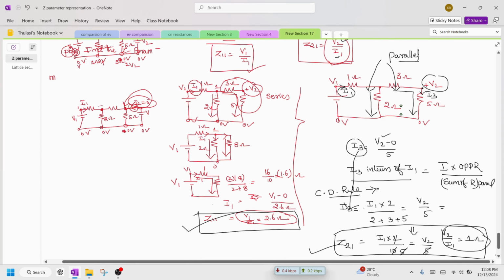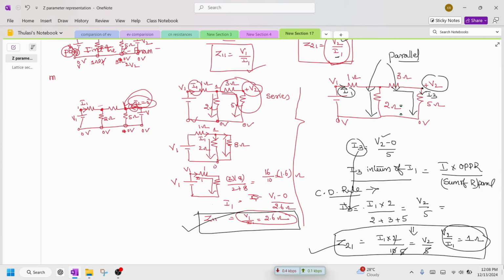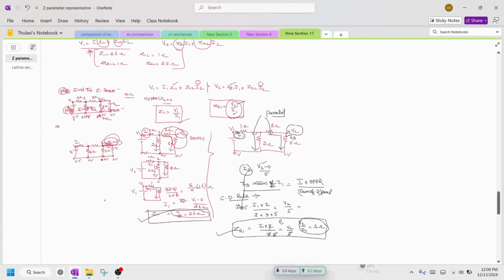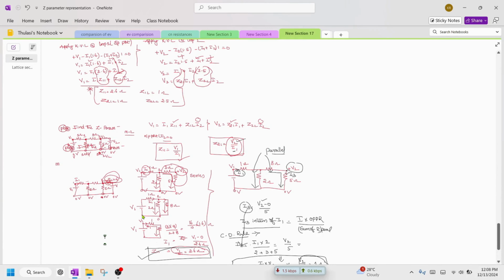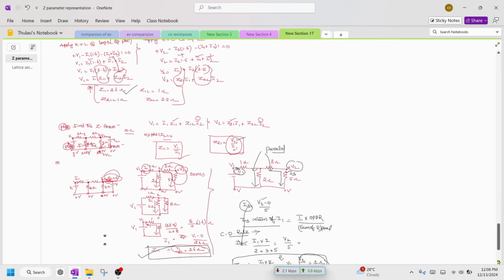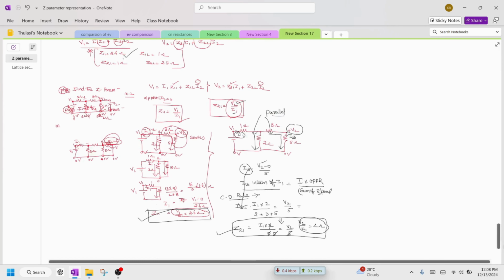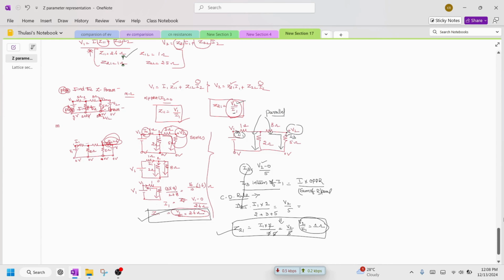Let's try to verify with the previous values obtained. Already we solved this problem by the previous method. We already got Z11 as 1.6 ohm and Z21 as 1 ohm. So these two are correct. Now the next procedure we are going to employ is to find these two parameters by using the same method.